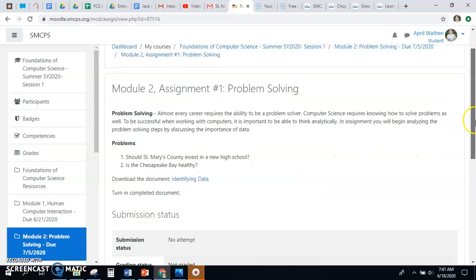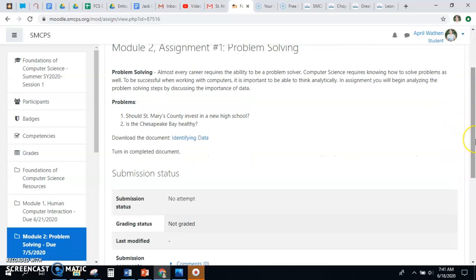Hey there. For Module 2, Assignment 1, you are working on your problem-solving skills. Pretty much all through Module 2, we're working on problem-solving, computational thinking, okay? So you get to choose which of these questions you would like to answer. Should St. Mary's County invest in a new high school, or is the Chesapeake Bay healthy?